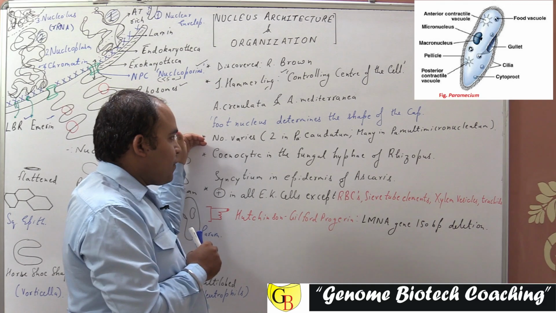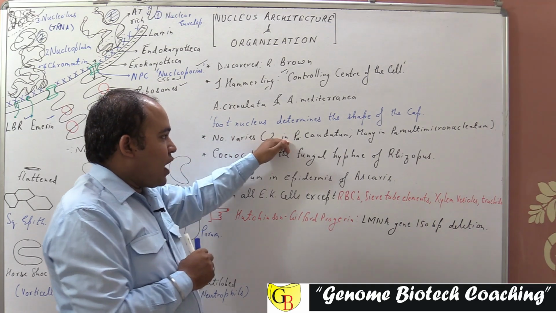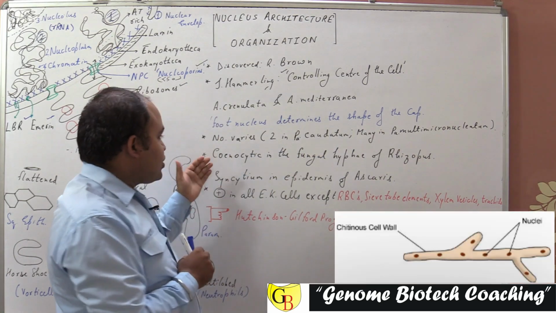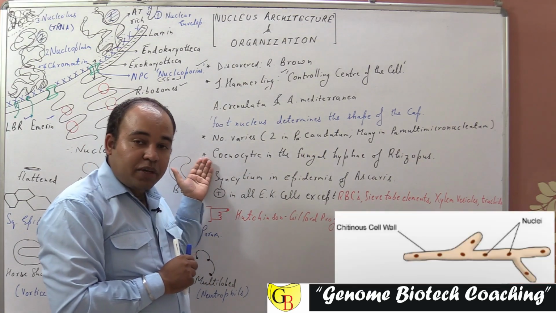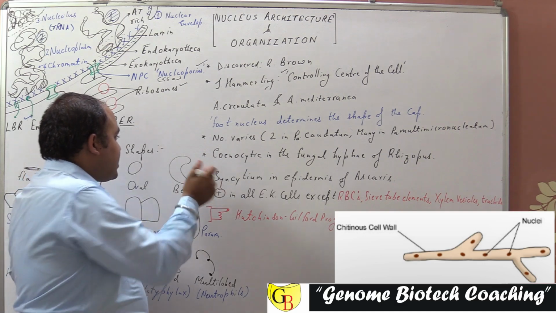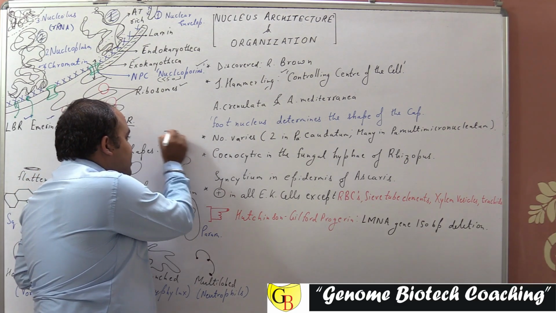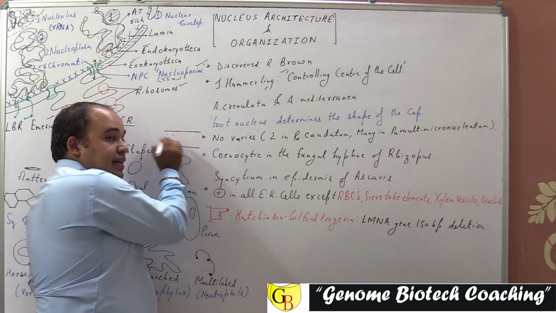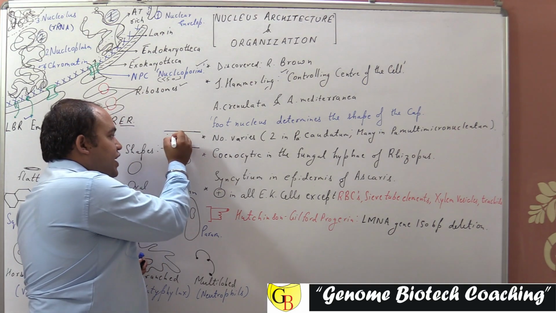The number of nucleus greatly varies. There are 2 in Paramecium caudatum and many in Paramecium multimicronucleatum. Cenocytic in the fungal hyphae of Rhizopus. What do you mean by cenocytic condition? Cenocytic is a type of condition when the karyokinesis is going on. Rapid nuclear division is taking place.